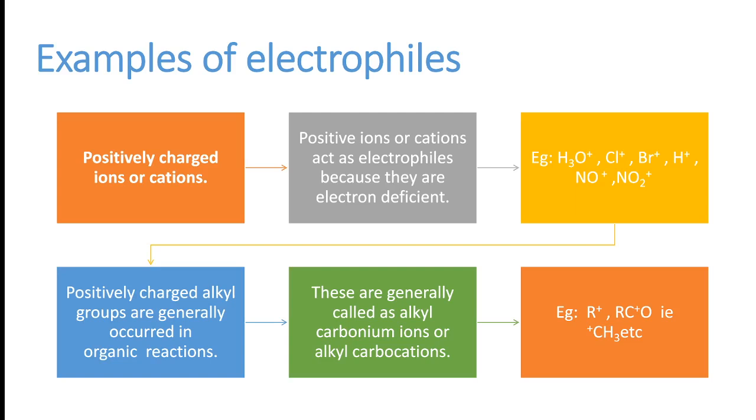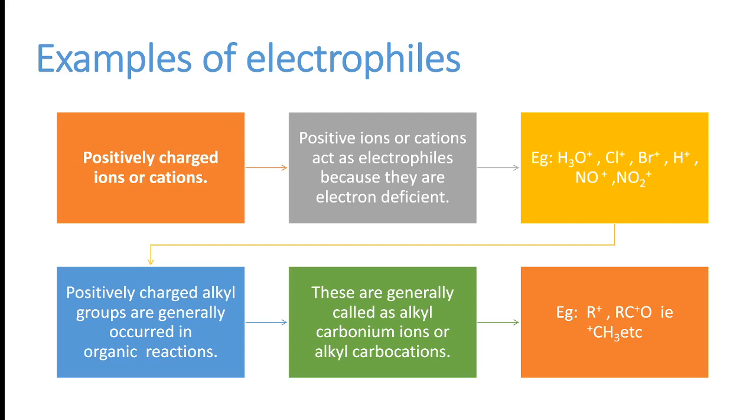What are the names given to them? H3O plus is known as hydronium ion. Generally, you should remember whenever the name of the ion ends with IUM, then it is known as a positive ion. Hydronium ion, ammonium ion NH4 plus, you know that. So this is Cl plus chloronium ion, Br plus bromonium ion, H plus, this is proton, it has a specific name. Here NO plus nitrosonium ion, NO2 plus is nitronium ion.